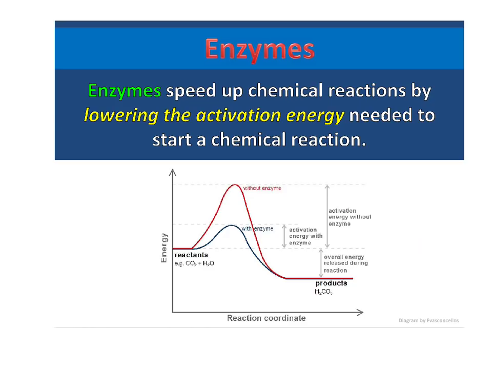So enzymes speed up chemical reactions by lowering the amount of activation energy needed to start a chemical reaction. Take a look at your notes. How are enzymes able to speed up chemical reactions? By lowering the amount of activation energy needed to start the chemical reaction.